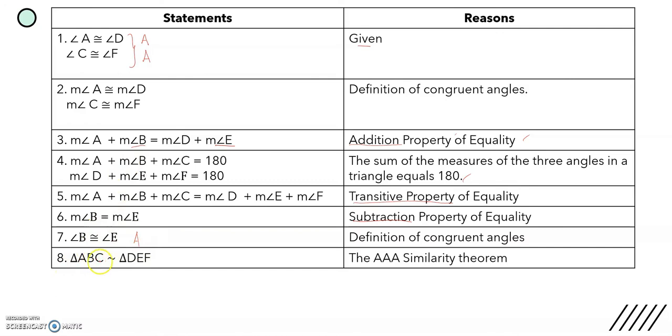So we can say that triangle ABC is similar to triangle DEF by the AAA Similarity Theorem. So you will notice that we change from postulate to theorem because we gathered all the evidences or statements that include 3 A's. That's why we can state for the reason that this is the AAA Similarity Theorem.